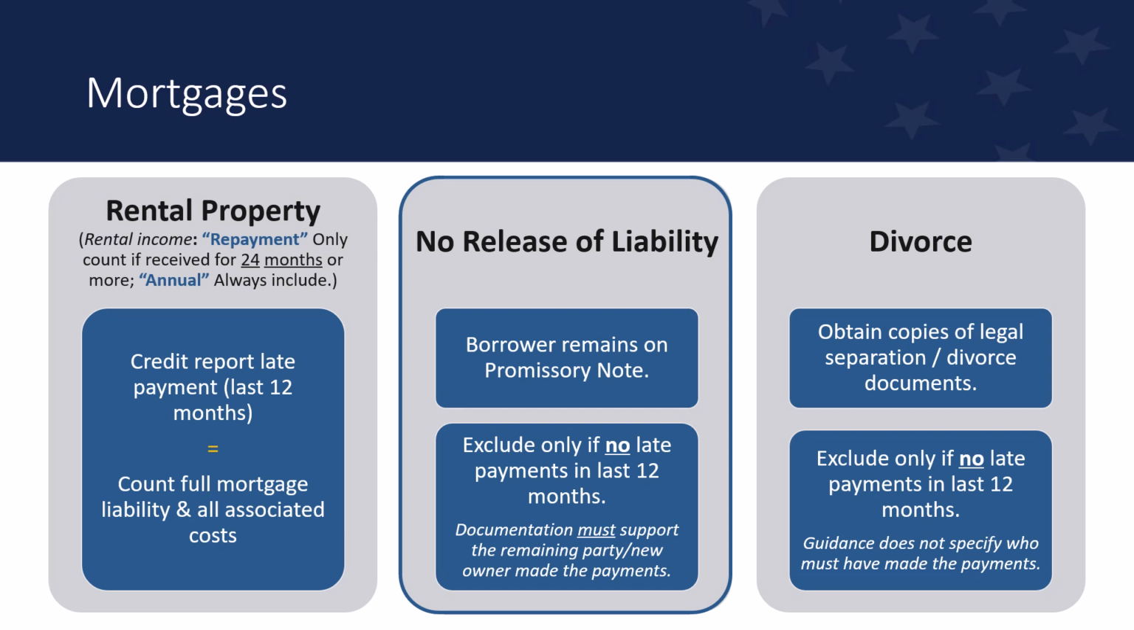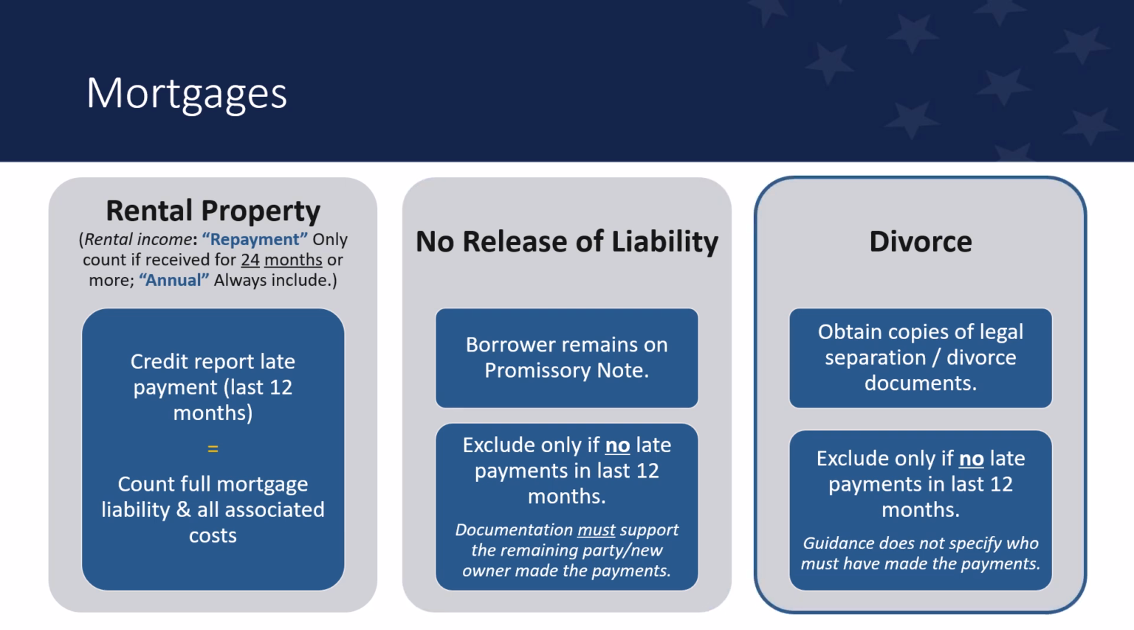Mortgage liabilities disposed of through a sale, trade, or transfer without a release of liability, so the borrower remains on the promissory note, must be included in the total debt ratio unless evidence can be obtained to confirm the remaining party or new owner has successfully made the payment for the previous 12 months prior to loan application. Evidence may be reported through the credit report or verification from the creditor or servicer to document the payment history has been current for the 12 months prior to loan application. If there are late payments in the previous 12 months prior to loan application, the full mortgage obligation must be included in the monthly debt.